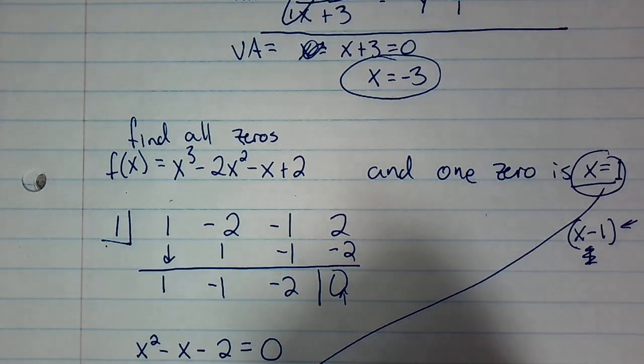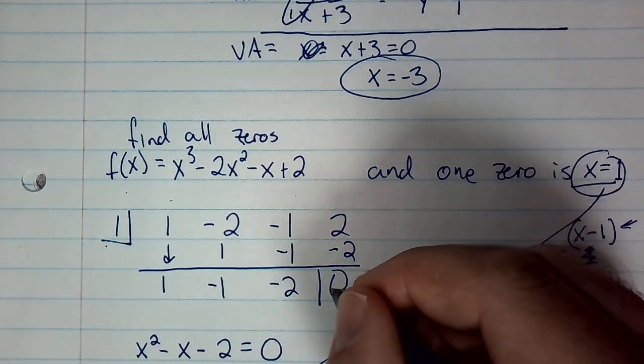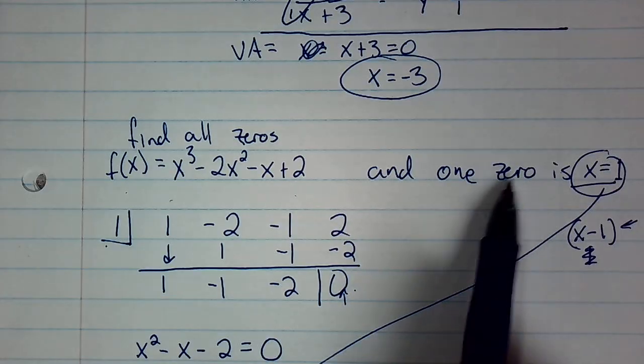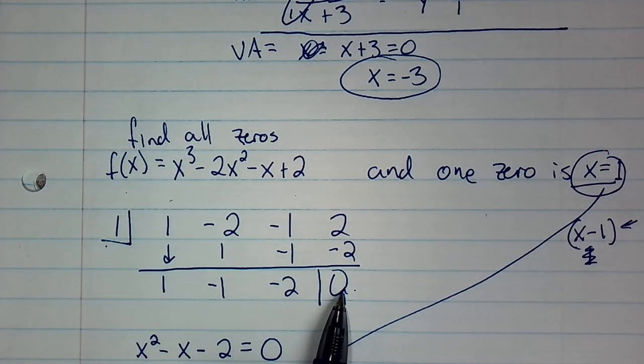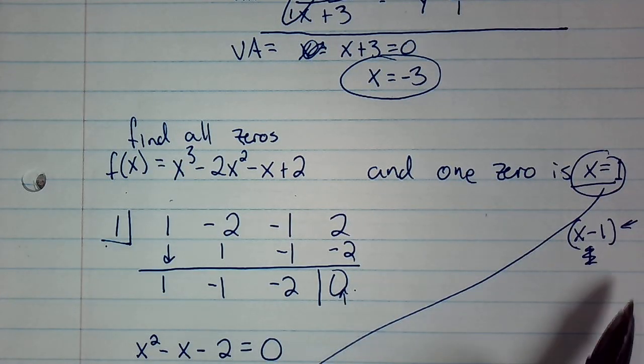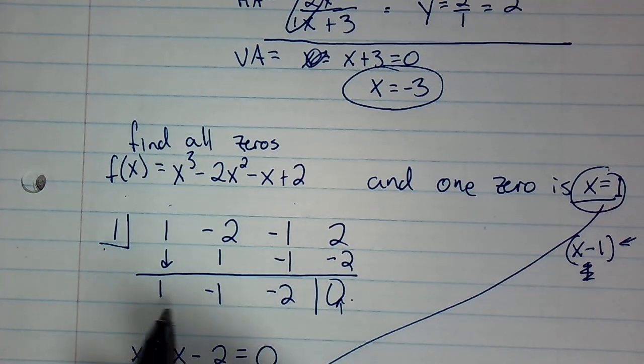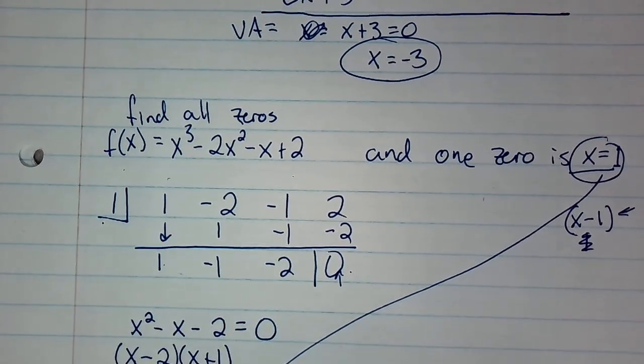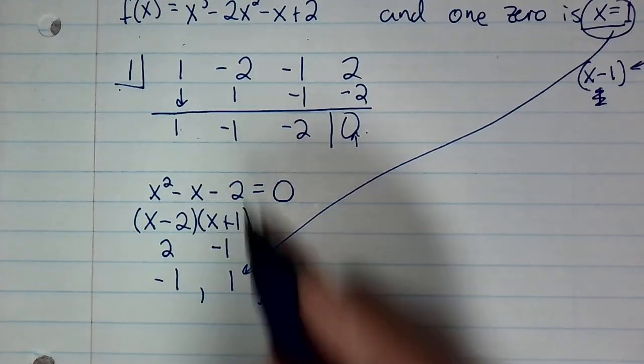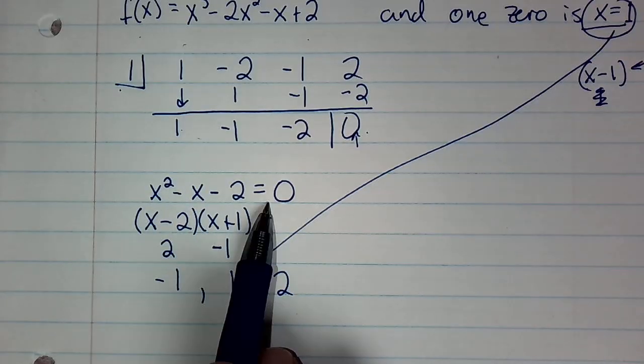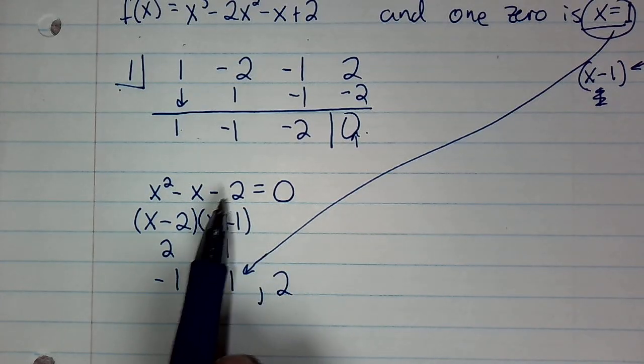Okay? You know you do this one right if you get a 0 for your remainder. If that's a 0, this has to be a 0 remainder. If you don't, you probably did something wrong over here. Once you get this, to find your other zeros, you're solving this question right here. Now, luckily, this one was factorable.